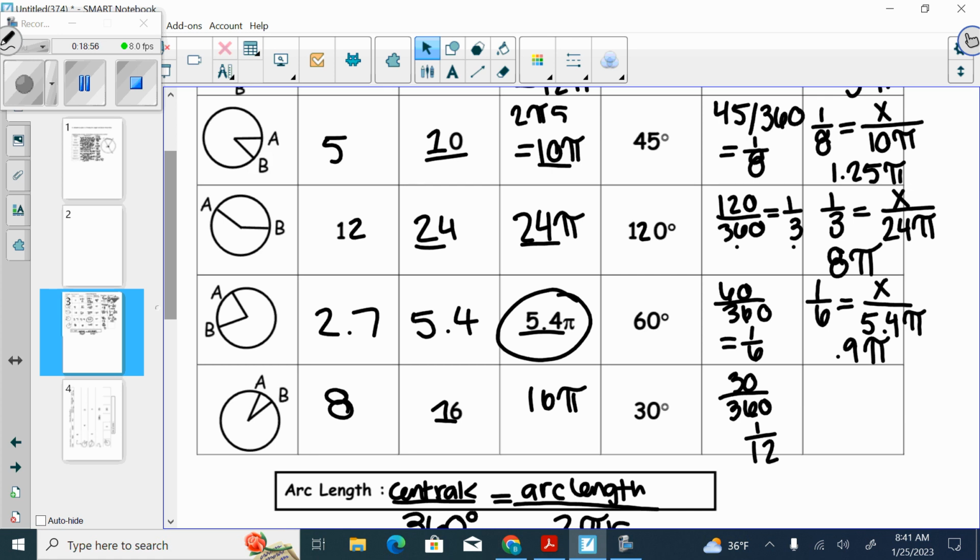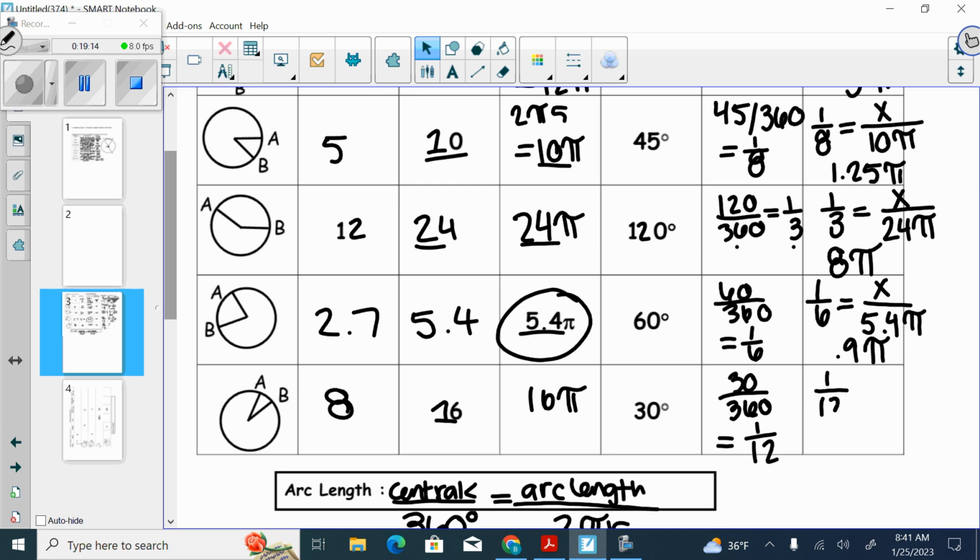Guys, remember your calculator does that for you. If you type 30 divided by 360 in your calculator and then hit math, enter, it converts it back to a fraction for you in simplified form. Okay? All right, and then we use either one of those two fractions.